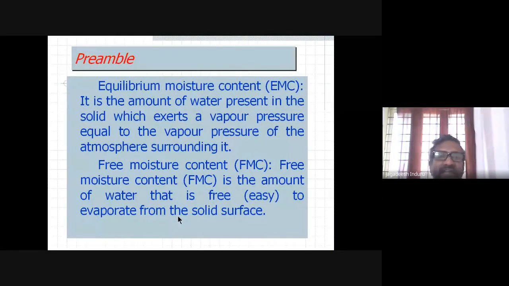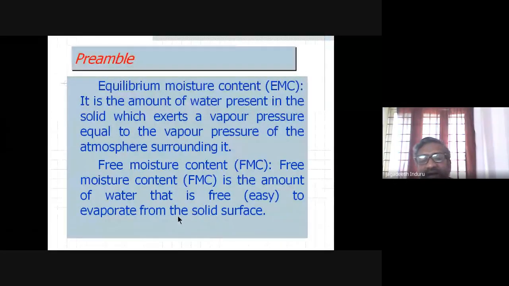Why am I telling this in a little more detail? You will get 2 marks questions in the PCI syllabus. Define FMC, define EMC, like that you will be asked. Sometimes they will ask you to define drying and EMC.